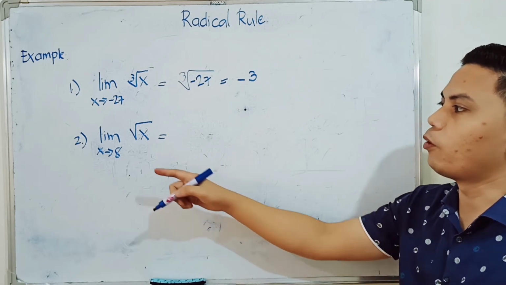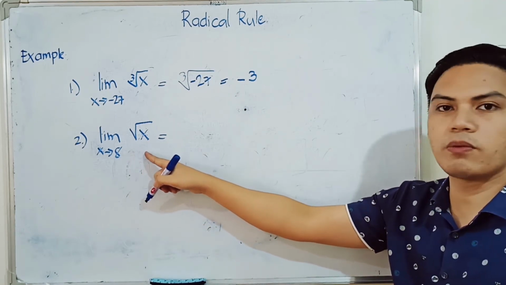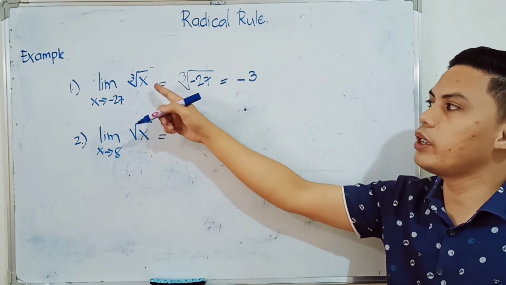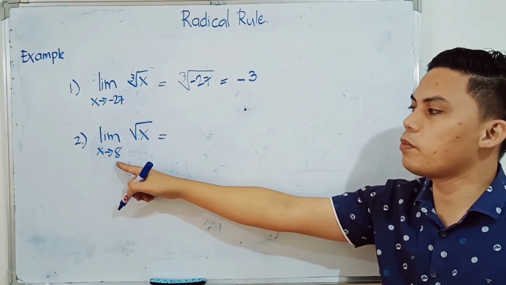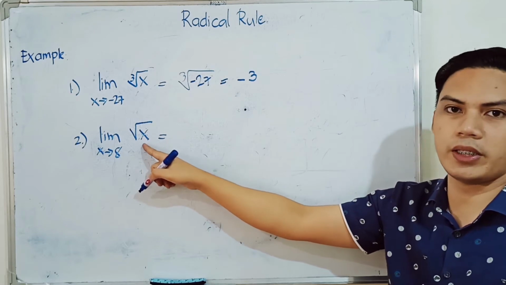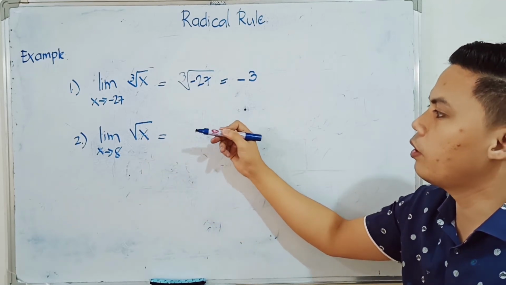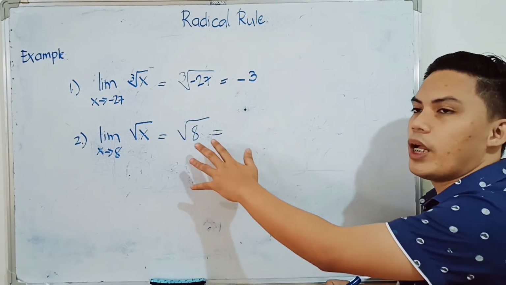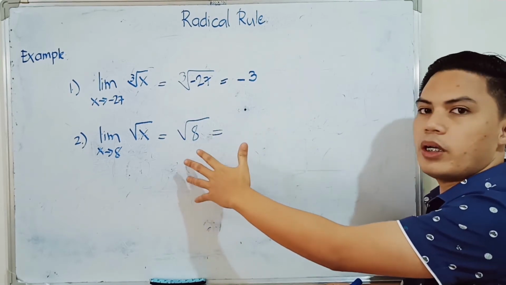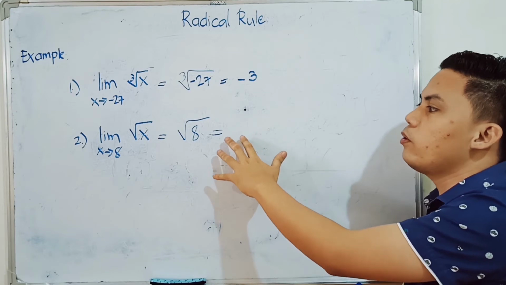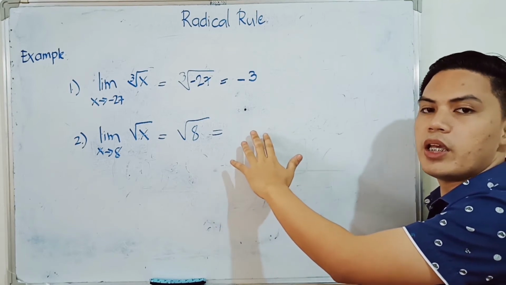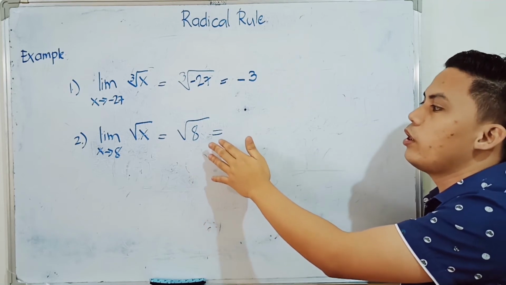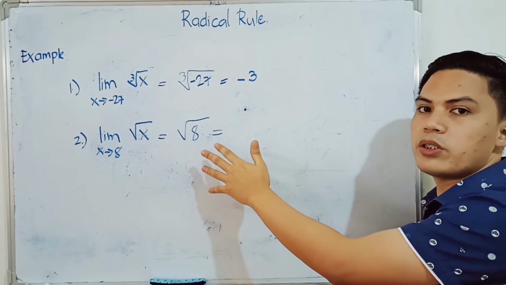Next example, we have the limit of the square root of x as x approaches 8. So, gaya ng ginawa natin sa number 1, we're going to substitute lang yung 8 sa value ng x natin. So, we will have here square root of 8. Then, isi-simplify lang natin siya. So, pwede tayong gumamit ng calculator, then we can get yung non-terminating na decimal value niya. Or we can also simplify this one using yung laws ng radicals.